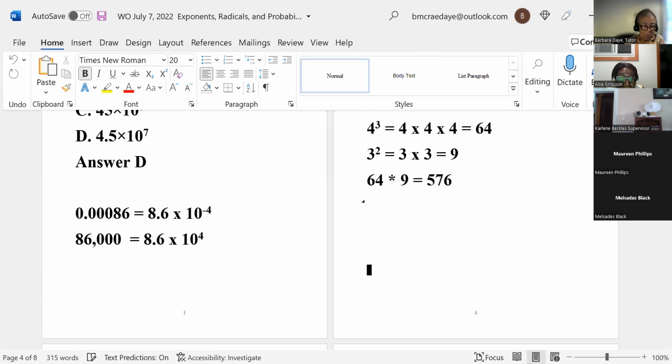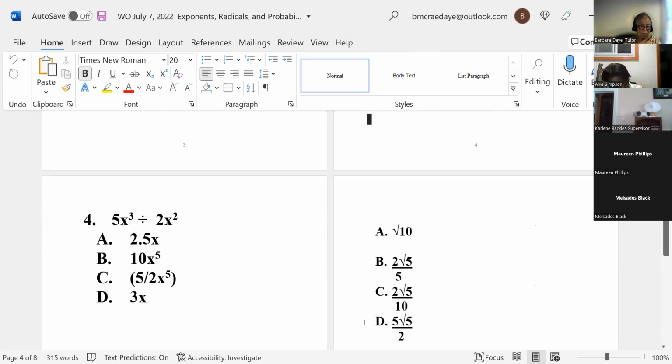What's the rule when you're dividing? What do you do to the exponents when you're dividing? You subtract the exponents, right? Remember, you gotta know those rules.